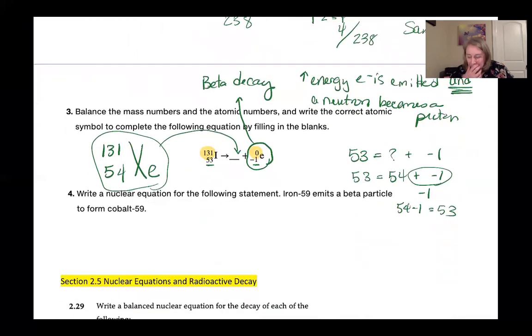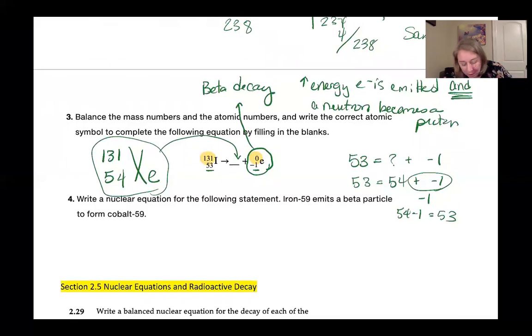All right, here's a little bit harder. Write a nuclear equation for the following statement. Iron 59 emits a beta particle to form cobalt 59. So the symbol for iron is Fe. And we know there's iron 59. When we're writing it like that, that 59 refers to the mass number. So if you go look on the periodic table, go find how many protons are in iron. You should find 26. You need to practice it. When I say go look at the periodic table, go look at the periodic table.